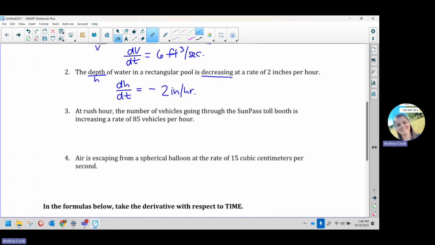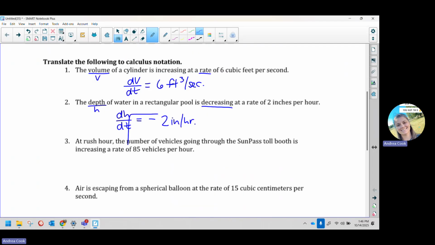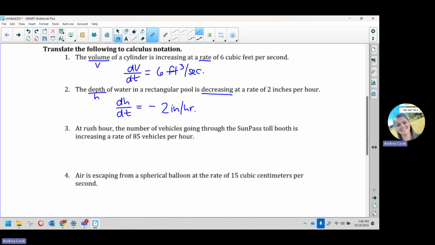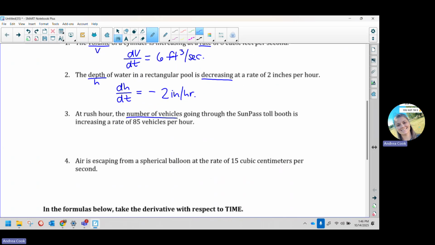All right, at rush hour, the number of vehicles, so maybe let's call the number of vehicles N for number, is increasing at a rate. So again, it's a rate of change. dN over dt is equal to 85 vehicles per hour.